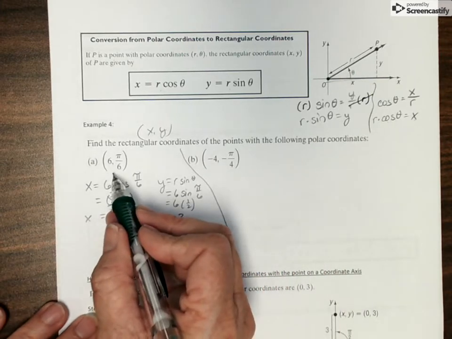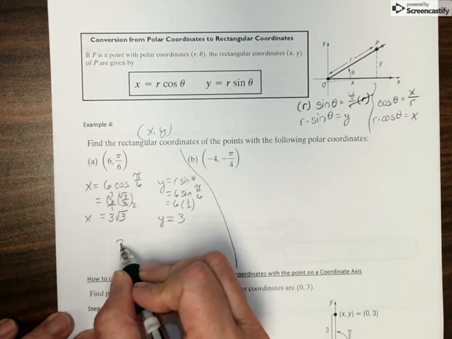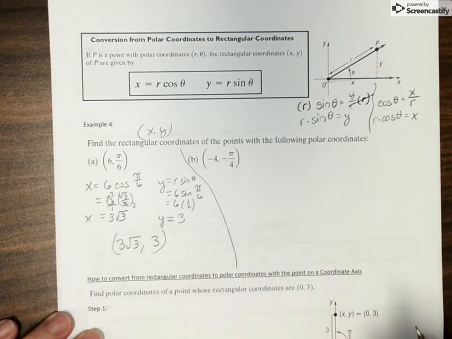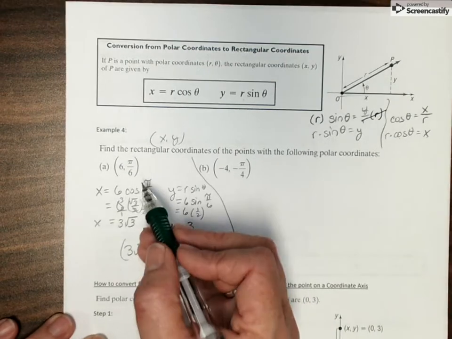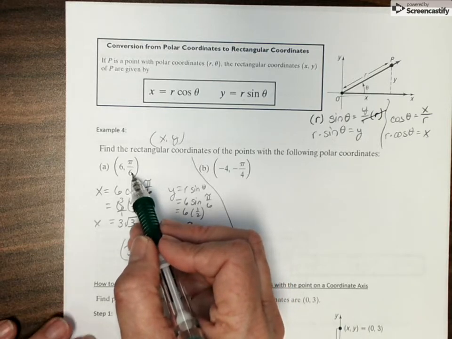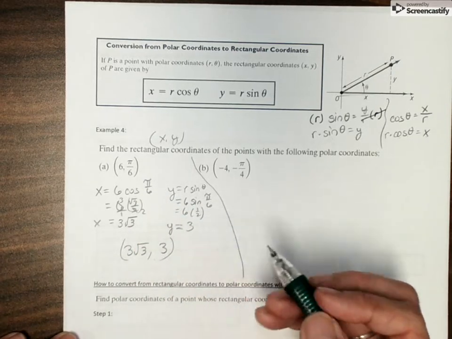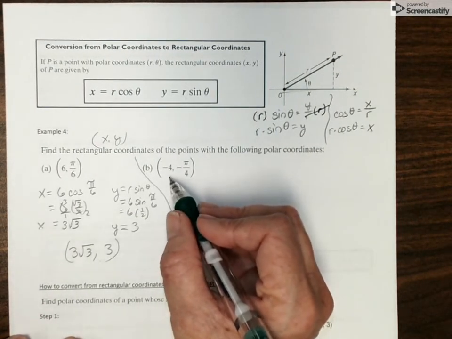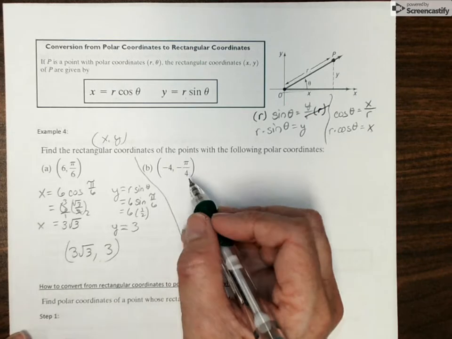So my rectangular coordinates of this are at 3 square root of 3, comma 3. This point is the Cartesian, the coordinates in the Cartesian grid, and this is the polar coordinates. Exact same point in space. Let's do the same thing for this point now. So here we've got -4, -pi over 4.